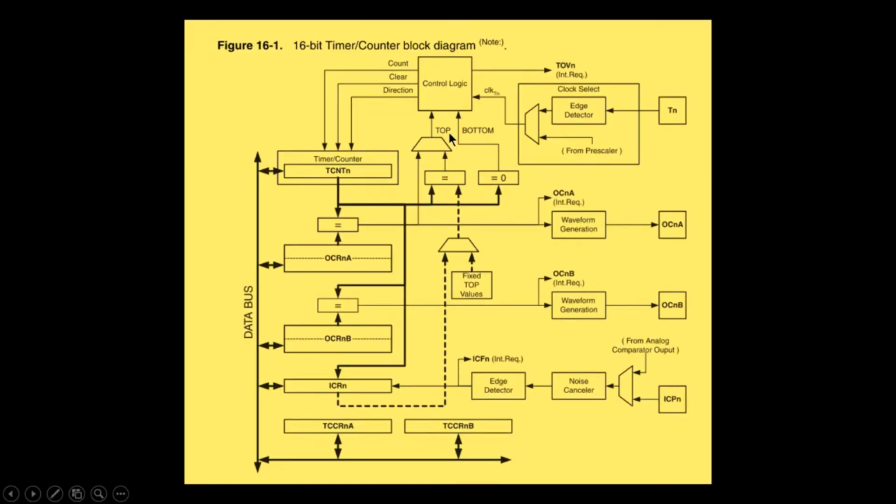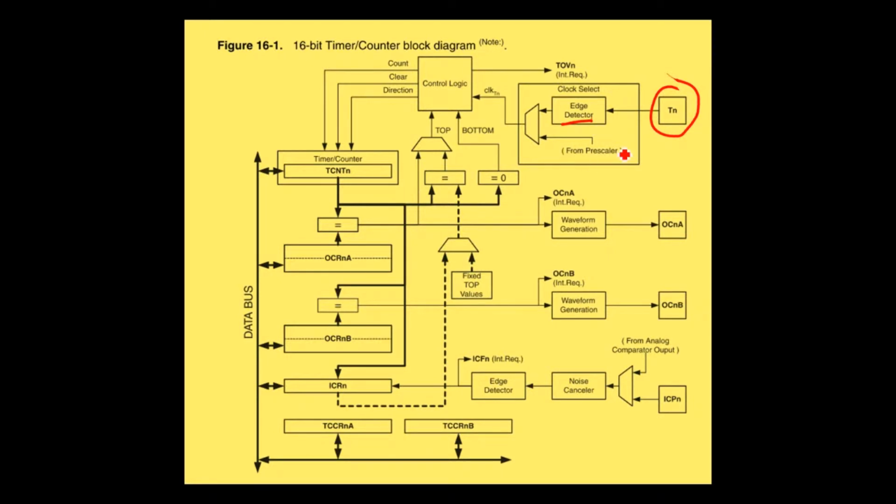Okay, so let's talk about timers. This is the diagram for a 16-bit timer counter. This is the counter register here, and it will count from 0 to 65,535 because it's 16 bits. And the way it works is we have a clock source coming in.